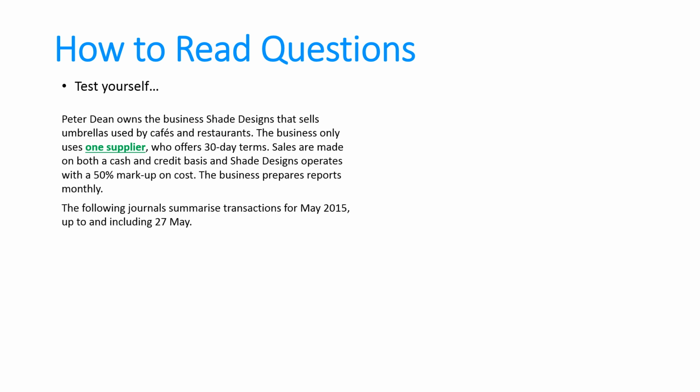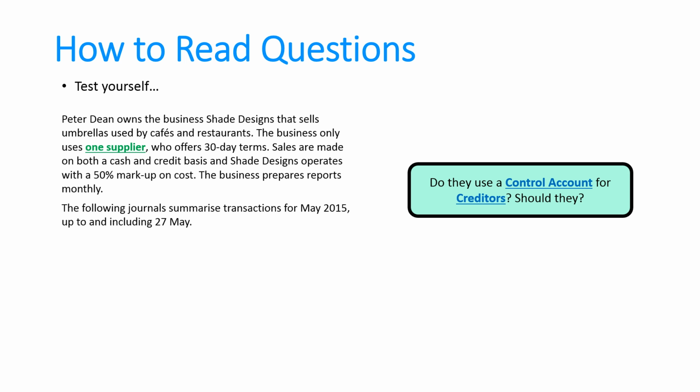The business uses only one supplier. That's a really important detail because if I'd written that question, I'd follow that up with a discuss. Should you actually use a control account for creditors here? Do they and should they? Because you only have one supplier. So that's a really important thing to pick up from that question.